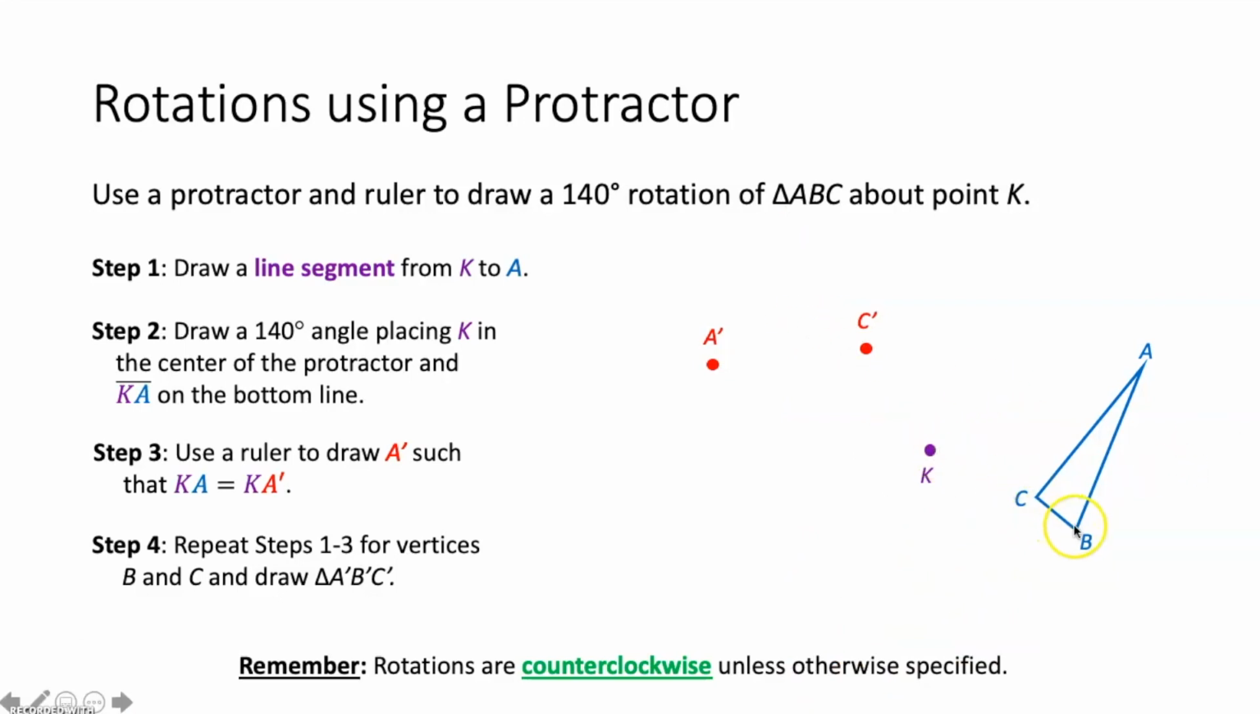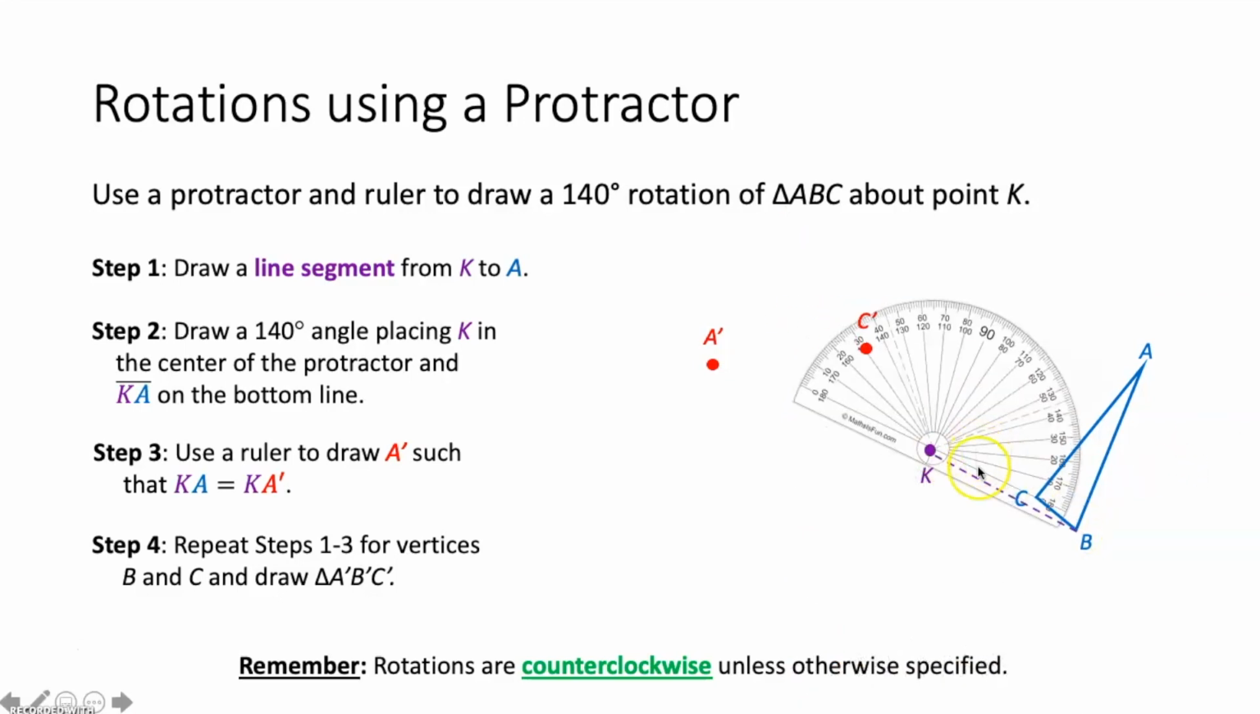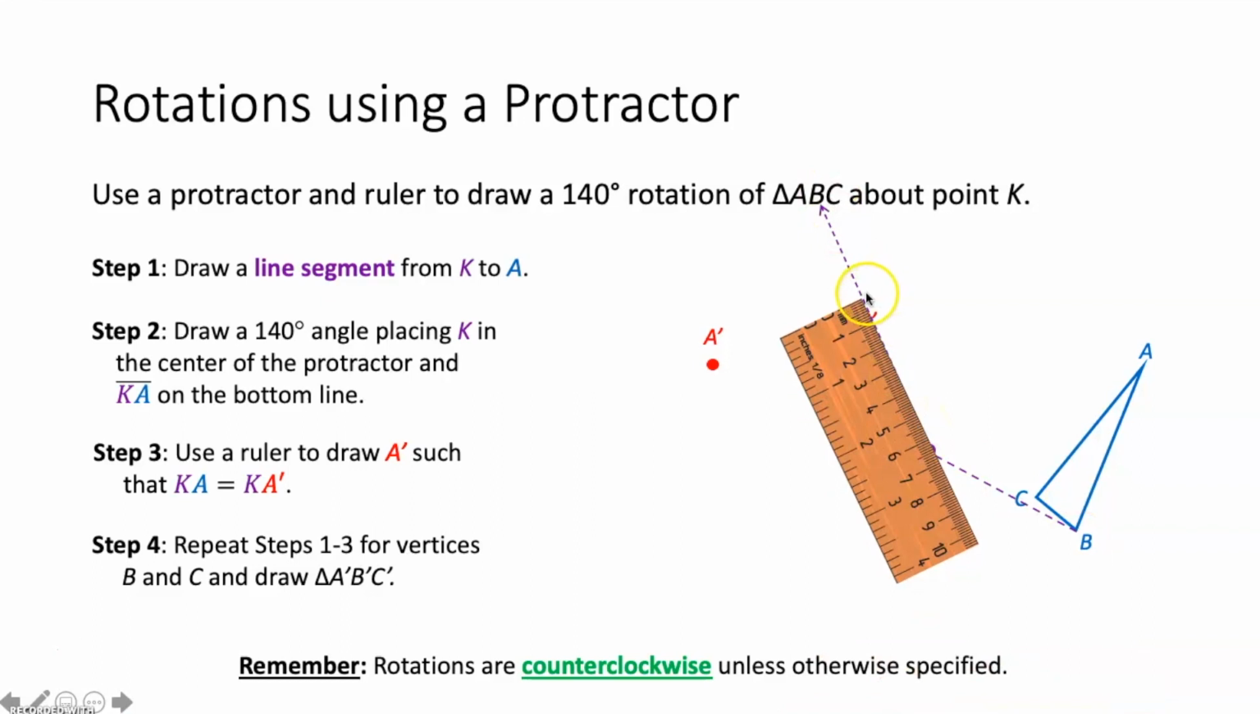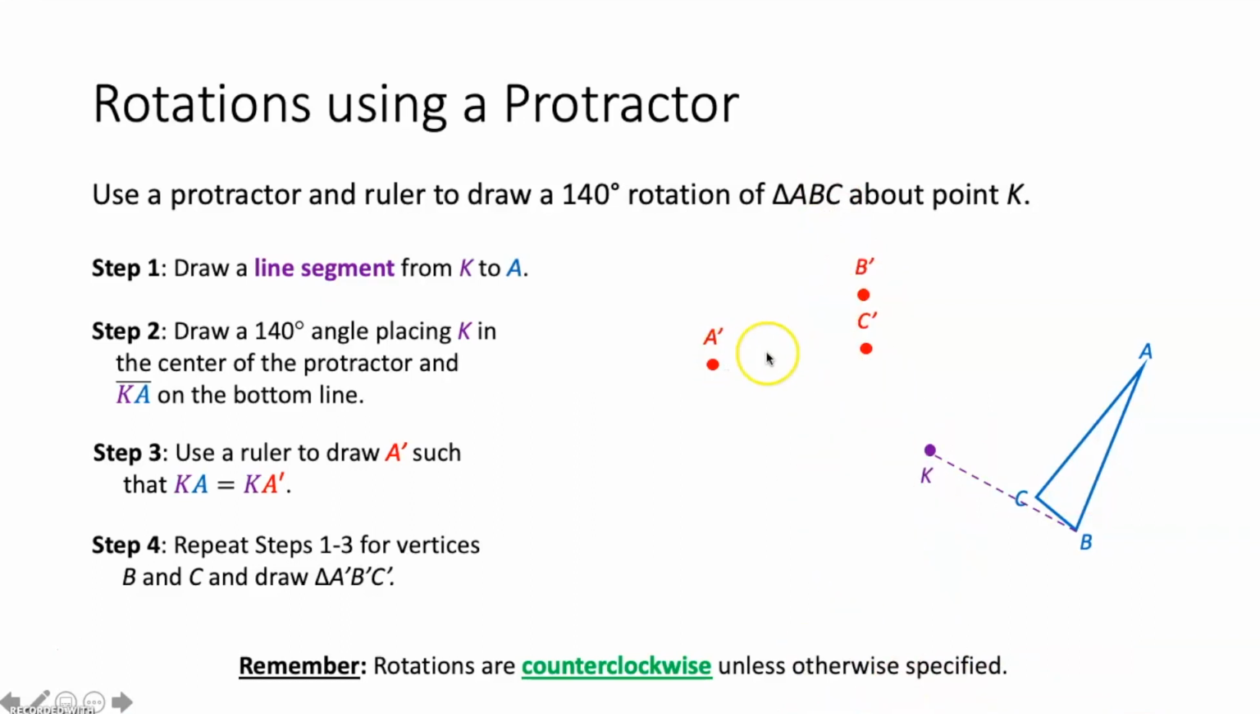Now that I've done that, I can move on to B. Let's connect K and B with a line segment. Let's put our protractor with the center at point K and the bottom line on segment KB. I then draw a ray starting at point K going through 140 degrees. I have now created a 140-degree angle with segment KB. So I can measure the distance from point K to point B and measure that same distance on the 140-degree angle and put B prime. I then connect each of these points, creating triangle A prime, B prime, C prime, which is the image of triangle ABC after it's been rotated 140 degrees about point K.